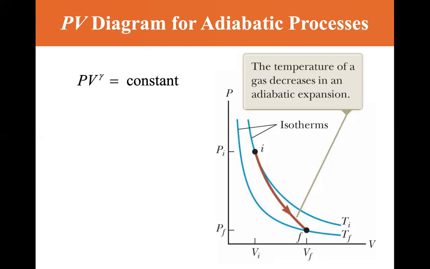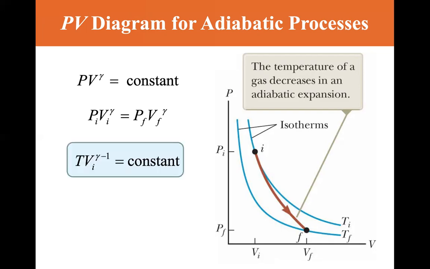Applying equation 20.38, which is PV to the gamma power equals a constant, P initial V initial to the gamma equals P final V final to the gamma. Using the ideal gas law, we can express this as T V to the gamma minus 1 is constant.